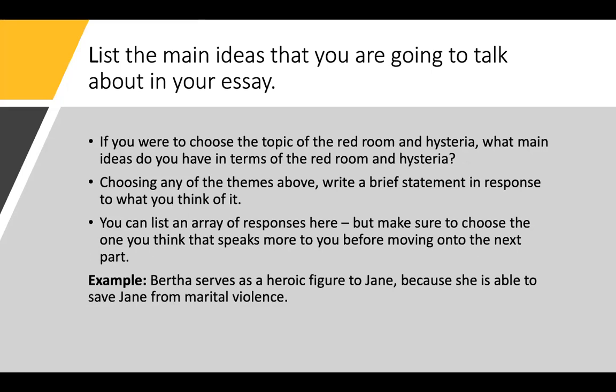This can be very general. You can have a certain idea of the Red Room and Hysteria. You can have a certain idea of Bertha. You can have a certain idea of what Jane is to you as an independent character, but you have to have a certain response to it. You can list an array of responses here, but make sure to choose one after you've written them all. You choose the one that speaks more to you before moving on to the next part.